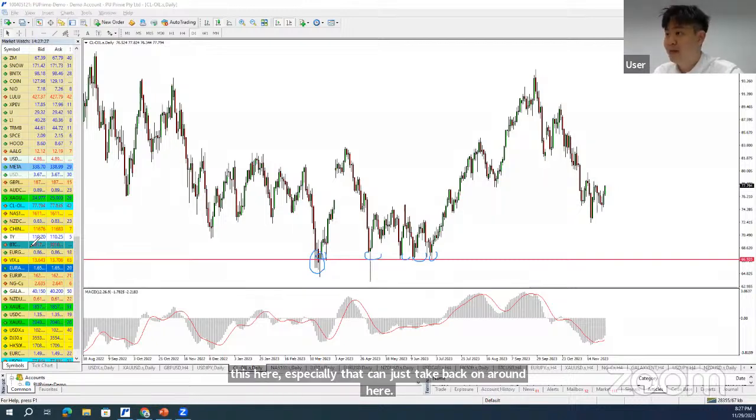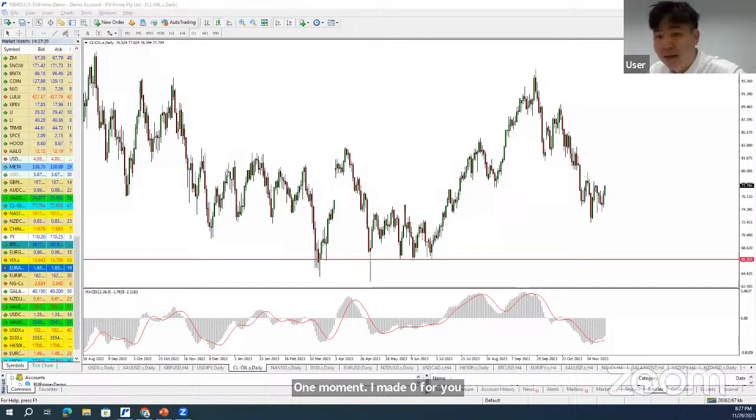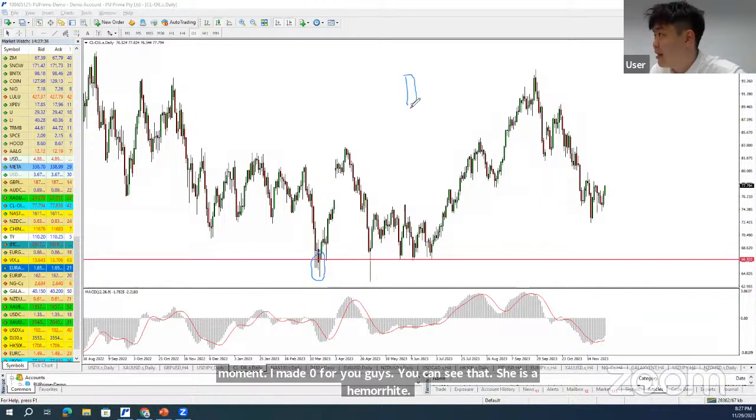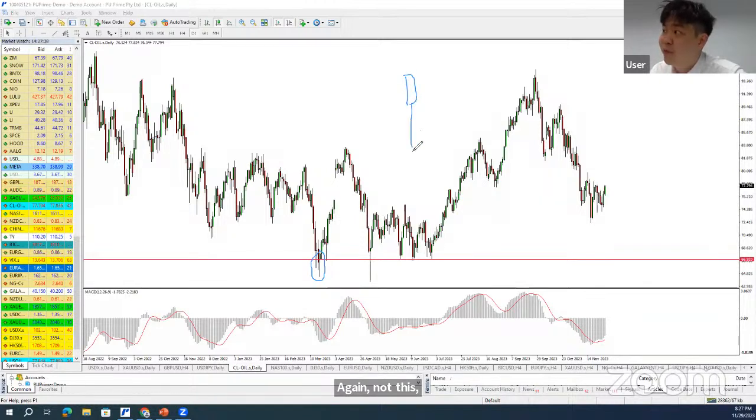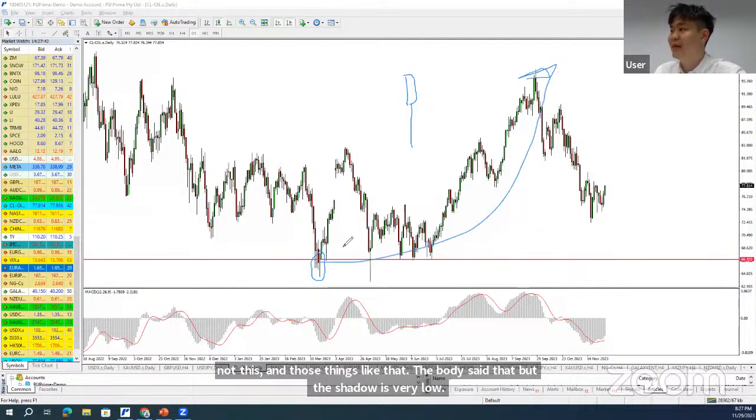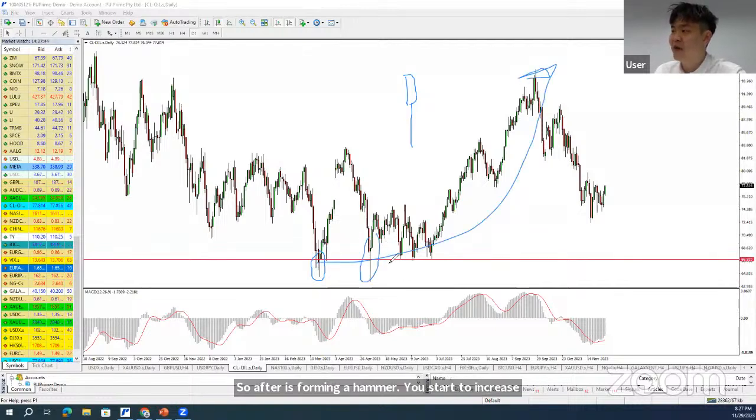One moment, let me make it clearer for you guys. You can see that here is a hammer, right? You can notice the candlestick is like that. The body is like that, but the shadow is very long. After it forms the hammer, it starts to increase aggressively. This is also another example. Very, very long shadow, body very, very short. Then it starts to experience a significant rebound.